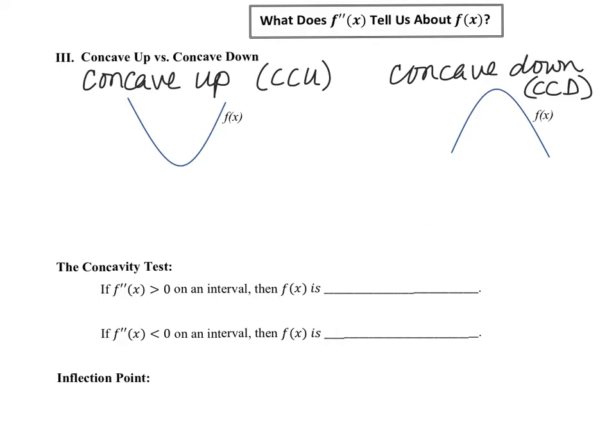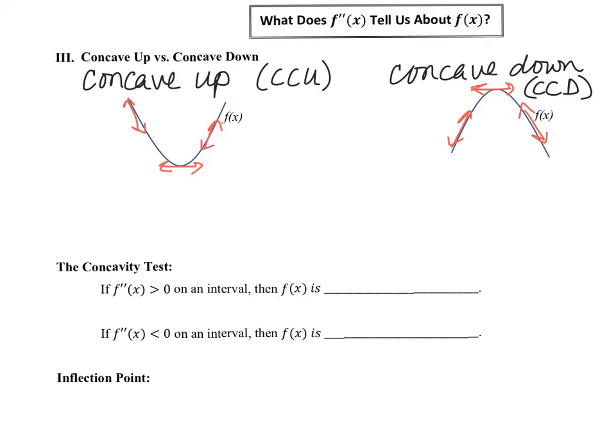Another way to identify concavity is to take a look at the tangent lines. If I were to draw a bunch of lines tangent to this curve that is concave up, you'll notice that these tangent lines, although they're not particularly well drawn, all lie below the curve. Whereas for the graph that is concave down, if you draw your tangent lines, all of your tangent lines lie above the curve. So that's another way to tell the difference between concave up pieces of a curve and concave down.